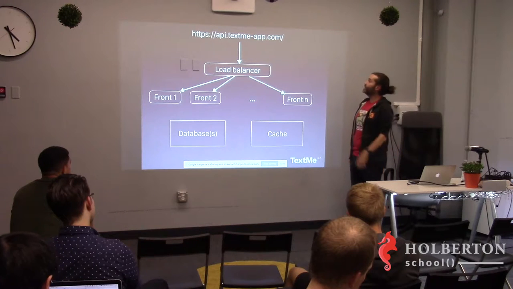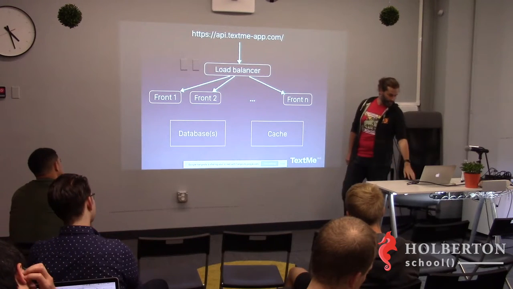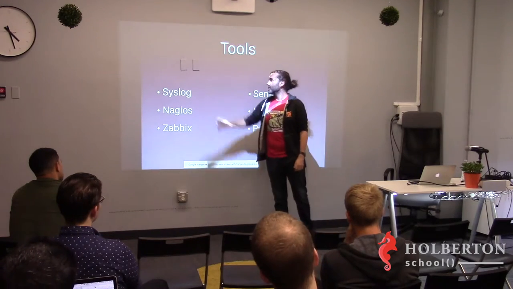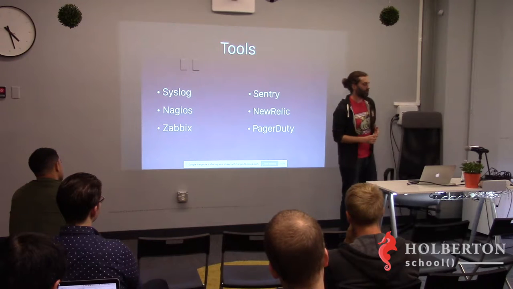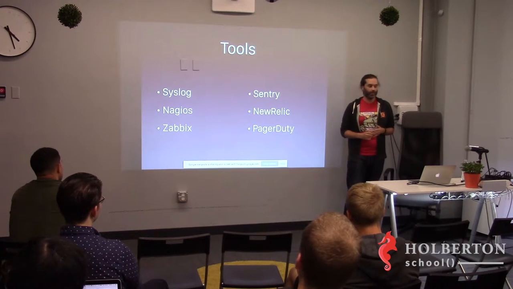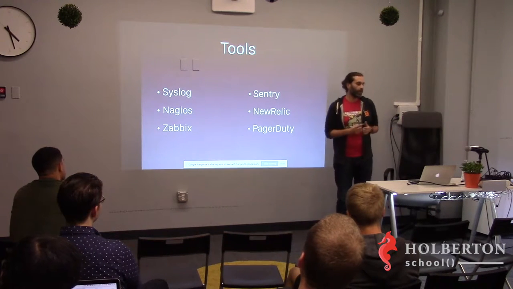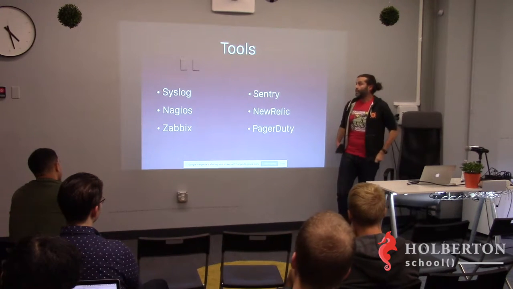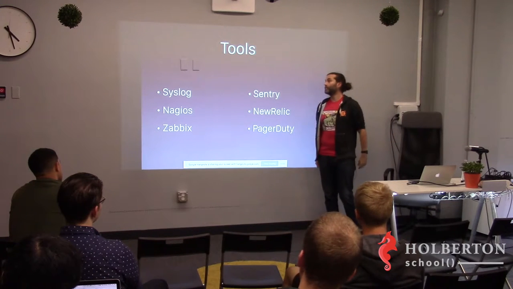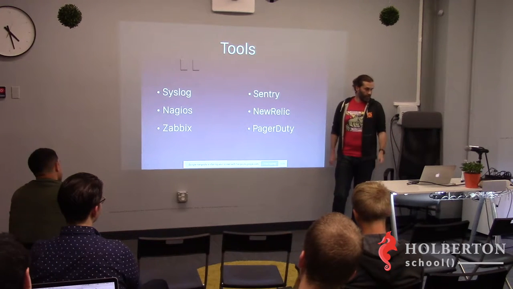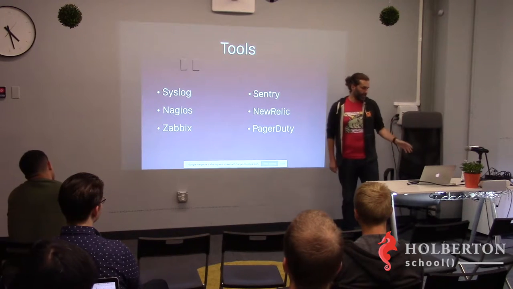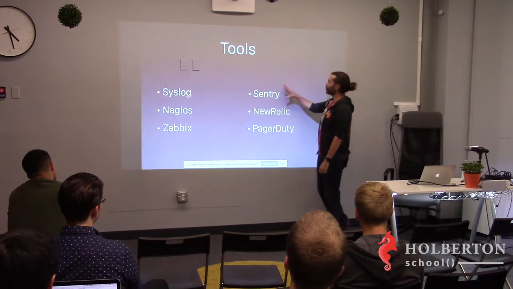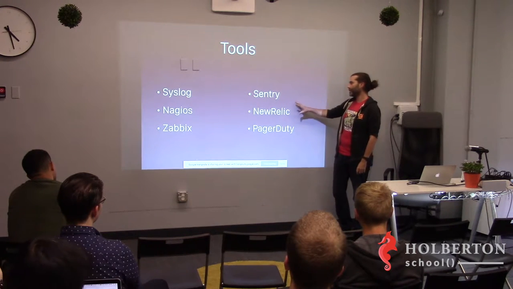So how will we monitor on this? We will use some tools. Syslog, that's the name of the log system that you can find on any Unix machine, so Linux, BSD. You also have it on Windows. You have a daemon responsible for logging every event on the machine. We will use Nagios. We will use Zabbix. So that's for the system part of the monitoring. We will use Sentry for the application part, and New Relic as well.